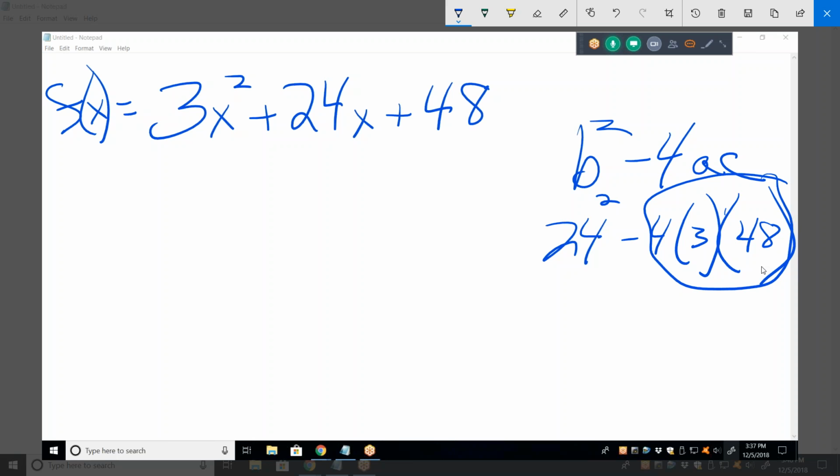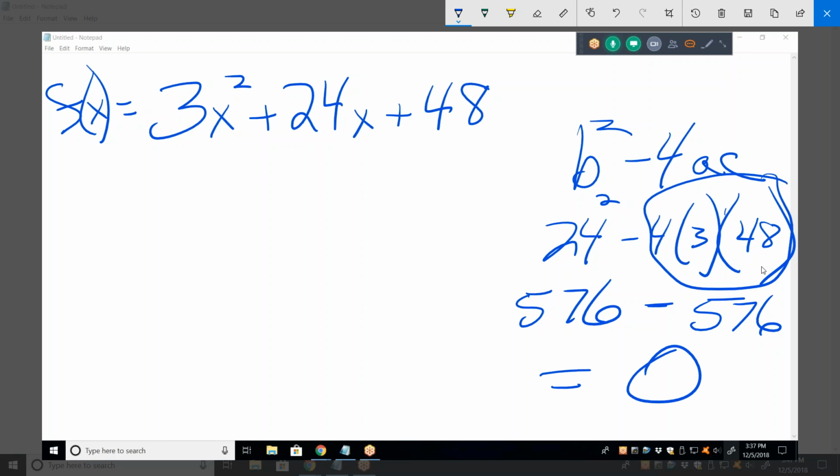576. How much? 576. Okay, now what's 4 times 3 times 48? 4 times 3 times 3. 576. 576? Yep. Okay. So what's our discriminant equal to? 0.